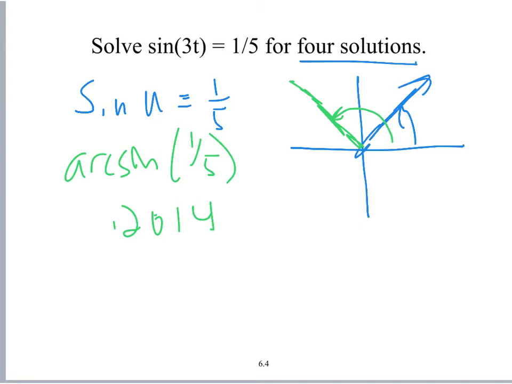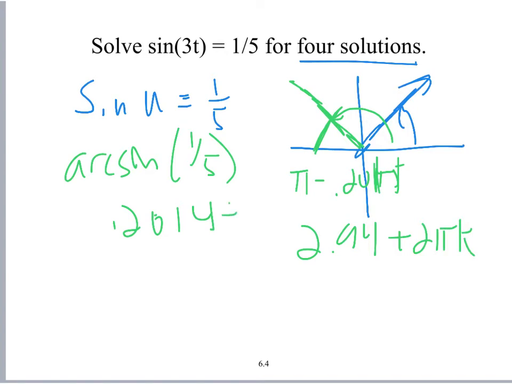And then the other answer is going to be, since this is also 0.2014, pi minus that to get my other answer. So pi minus that answer, I'm getting 2.94. Now, remember how to get back there. We've got to do plus 2 pi k. And here we'll say plus 2 pi k. But the thing we're ignoring is the 3t. So 3t equals that. 3t equals that.